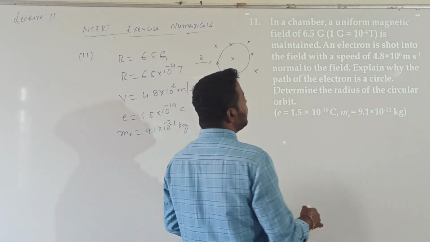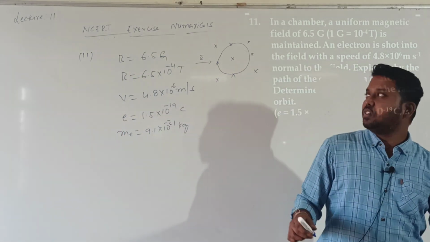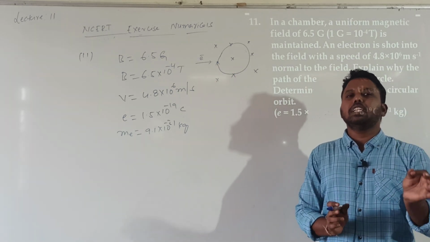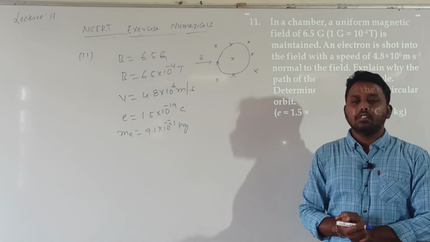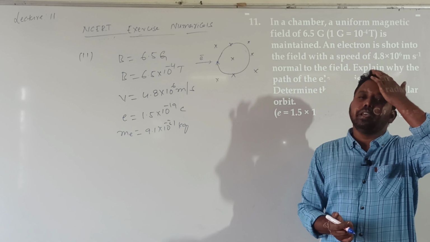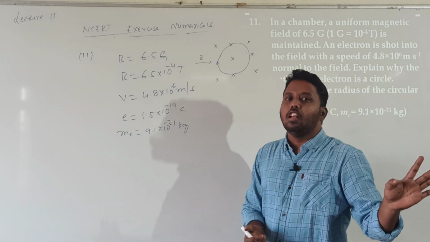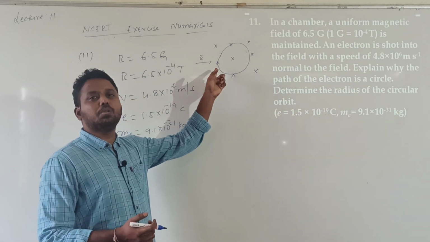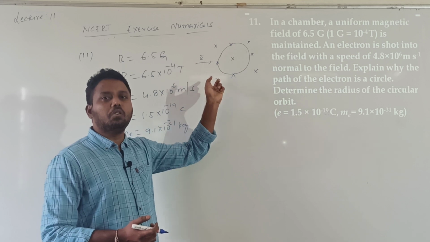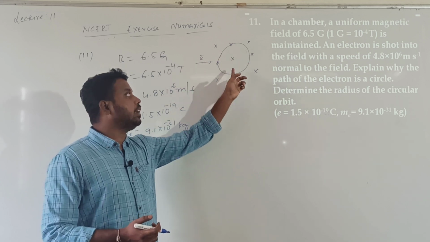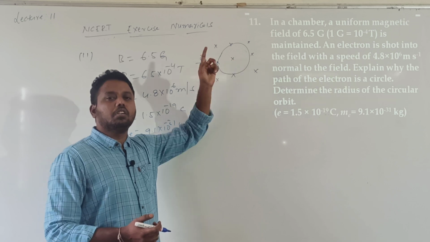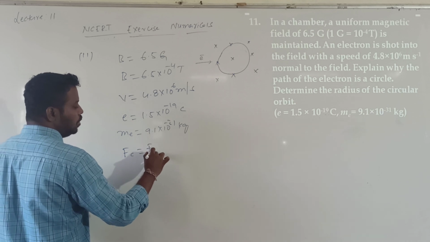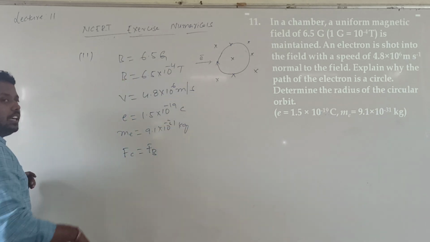The first question they are asking is to explain why the path of the electron is circular. When the electron enters the magnetic field perpendicularly, the work done by the magnetic force on the electron is 0. So the magnetic force will not change the speed of the particle. According to Fleming's left hand rule, the direction of the magnetic force acting on the electron is towards the center. So the magnetic force will provide the necessary centripetal force. Due to that reason, the electron will take a circular path.